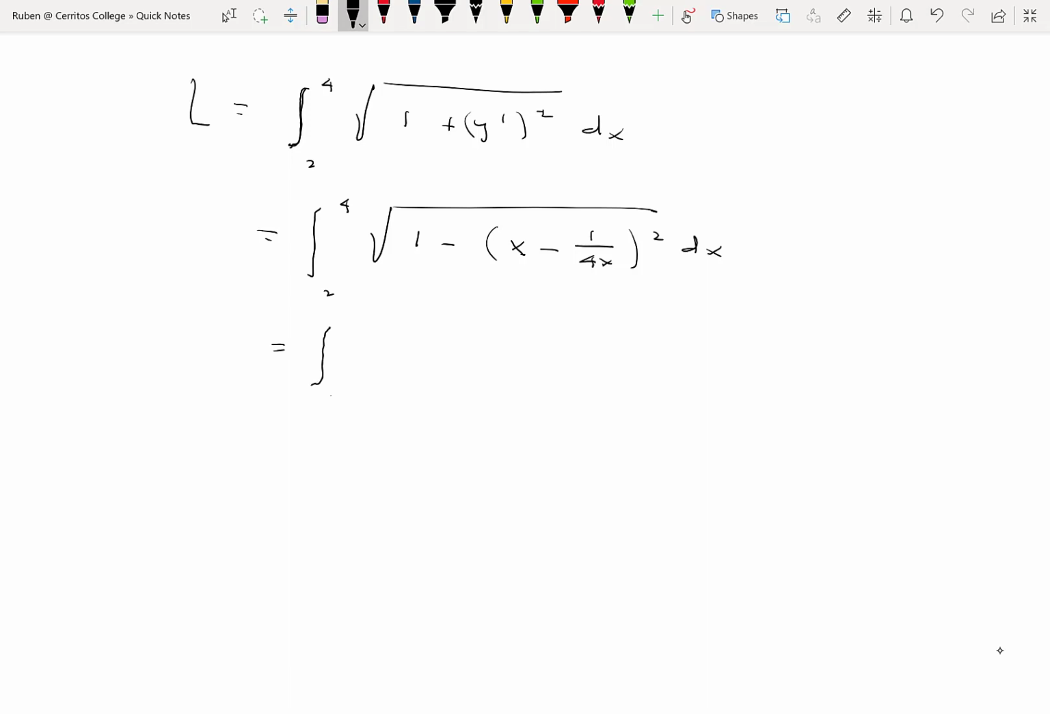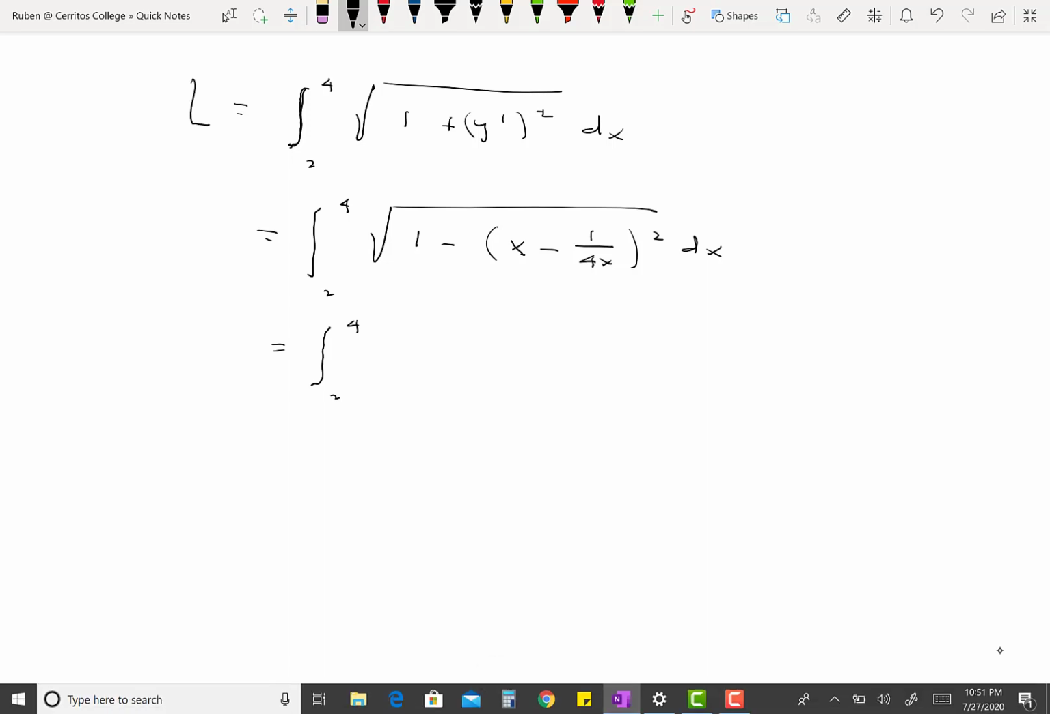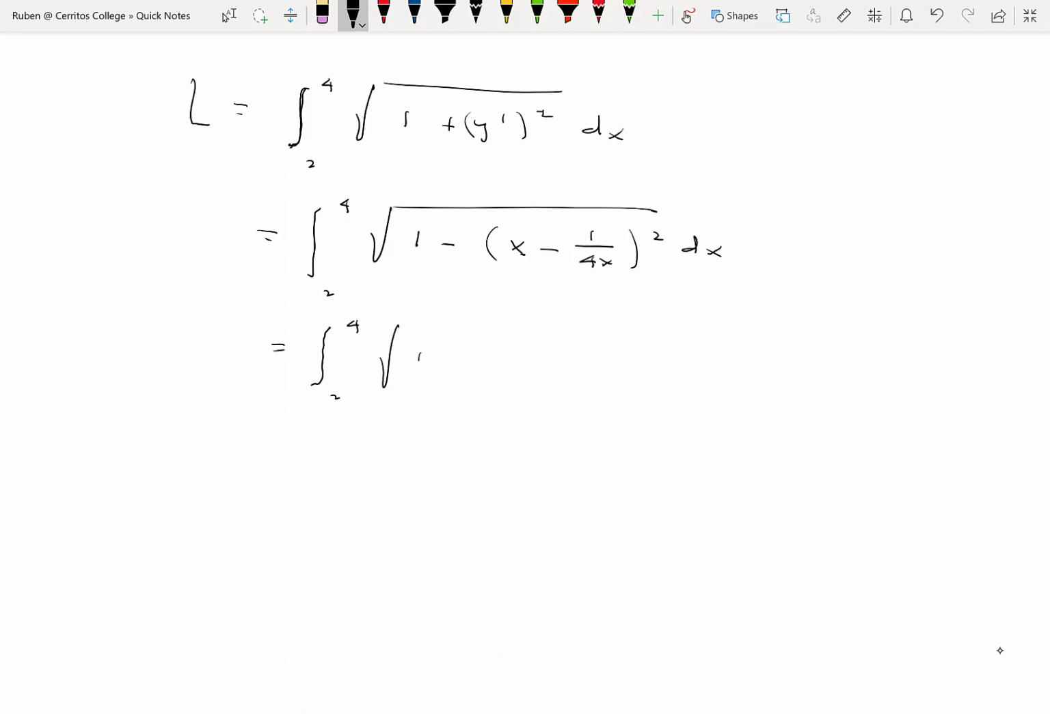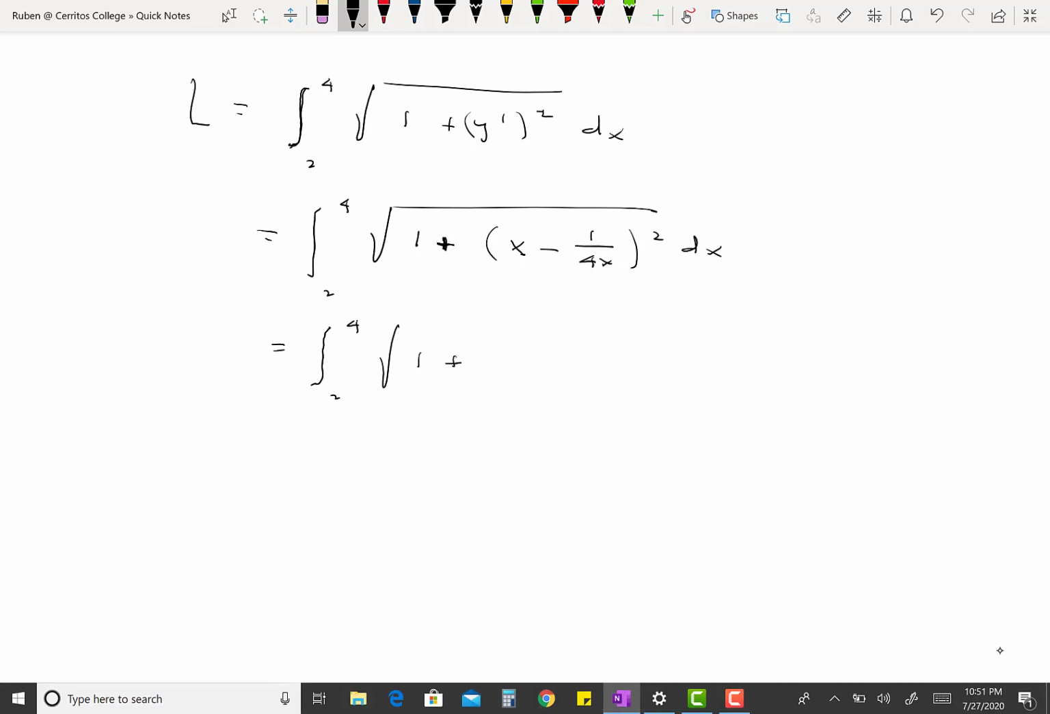Okay, so let's expand that integrand. Let's expand the stuff underneath the square root sign. Okay, so I realize I put a minus in there. So underneath the square root sign, it's 1 plus. So we have 1 plus, and then I'm going to expand x minus 1 over 4x using just the square of a binomial formula.